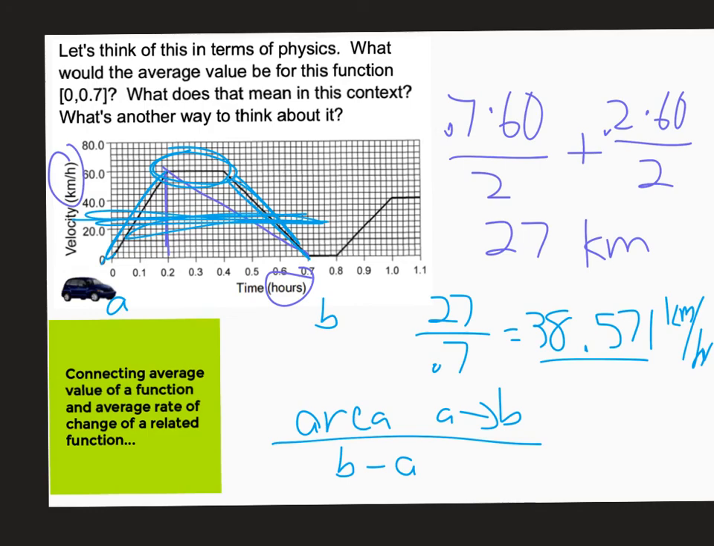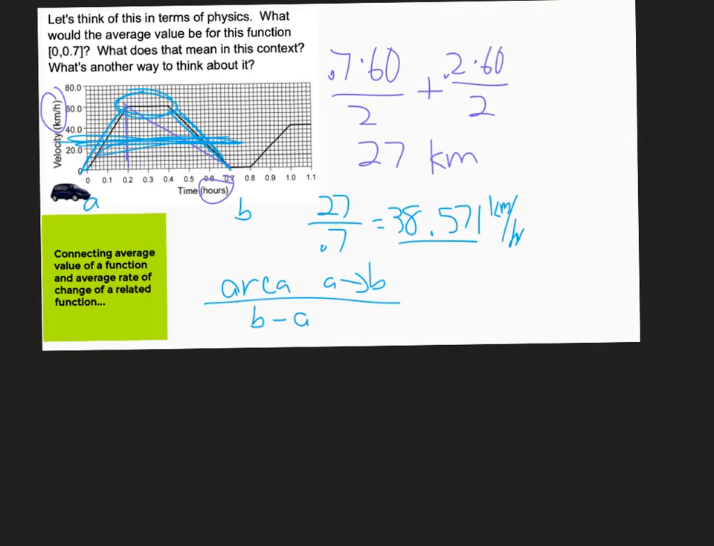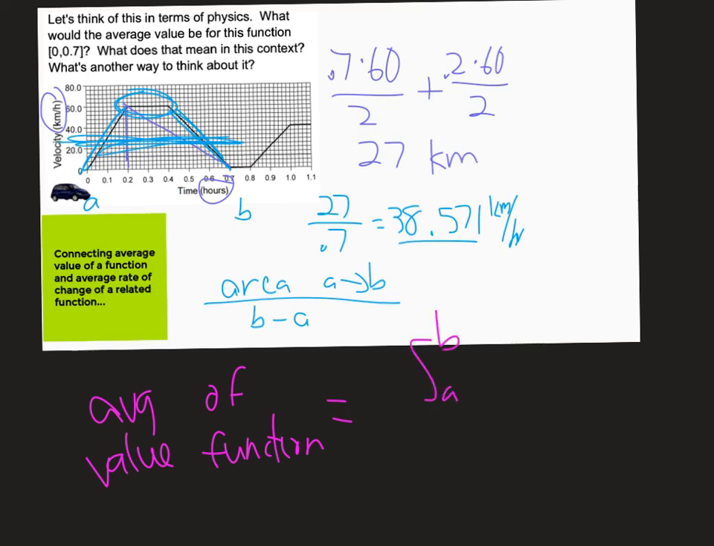So to formalize it, the average value of a function is going to be the area, so the integral from A to B of some function, divided by the width, which if we think back to when we first started finding average, mean, that makes some sense.